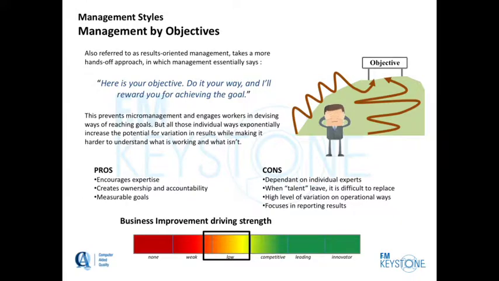Management styles. Management by objectives. Also known as results-oriented management, it is a more hands-off approach in which management essentially says, here is your objective, do it your way, and I'll reward you for achieving the goal. This prevents micromanagement and engages workers in devising ways of reaching goals.